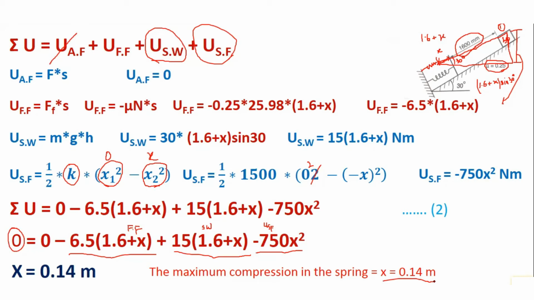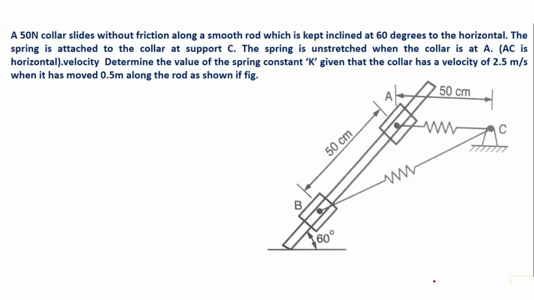With this we will proceed to our next problem, which says a 50 Newton collar slides without friction. So one term has been eliminated here. It is already given without friction, that means work done due to friction force will be directly 0. The collar slides along a smooth rod which is kept inclined at 60 degrees to the horizontal. The spring is attached to the collar at support C. The spring is unstretched when the collar is at A. So what is the meaning of that? The meaning is that this 50 centimeter is the unstretched length of the spring.